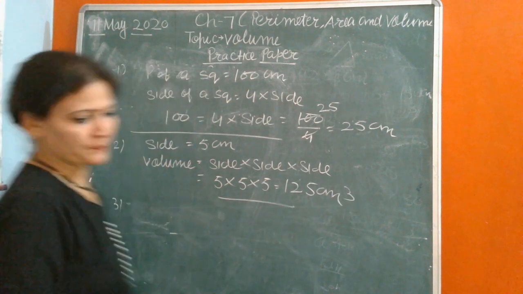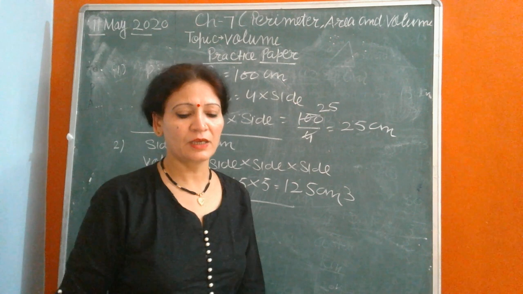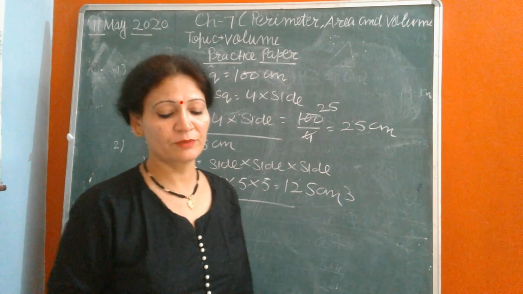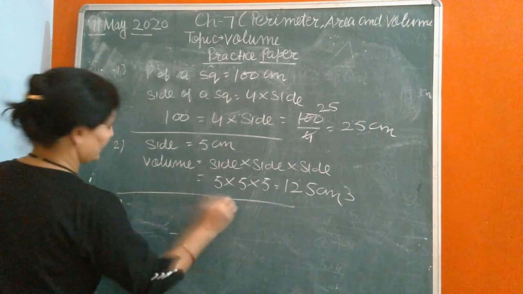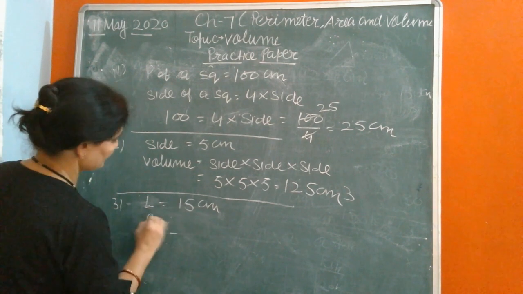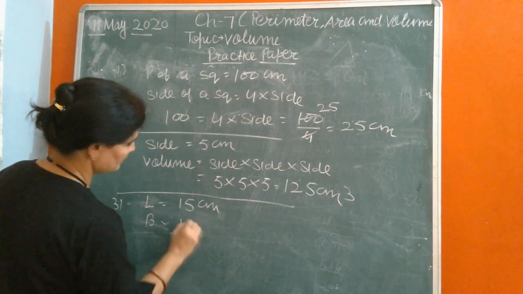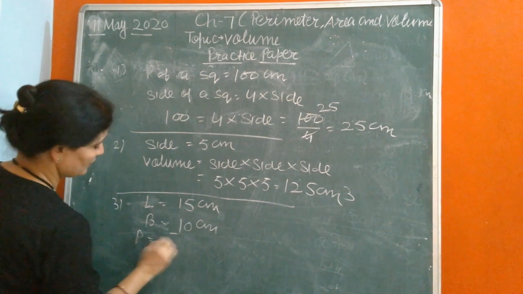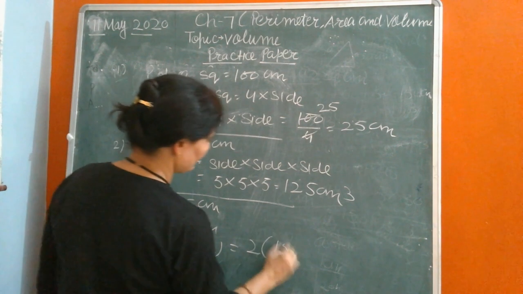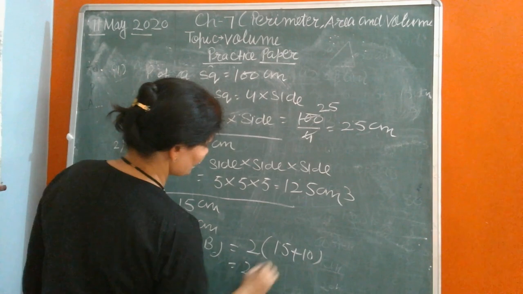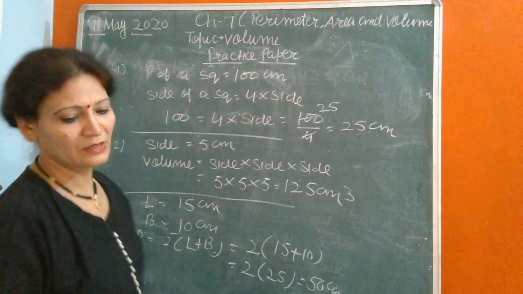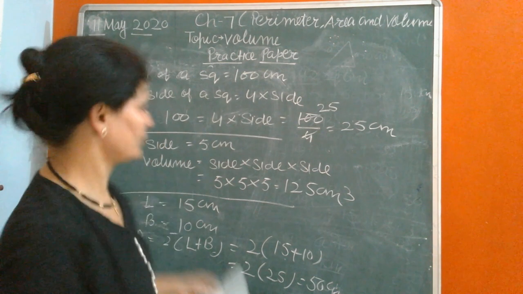Question 3 is the perimeter of a rectangle of dimensions 15 centimeter and 10 centimeter. What will be the perimeter? Length is equal to 15 centimeter and breadth is equal to 10 centimeter. Perimeter equals 2 into (length plus breadth). 2 into (15 plus 10), so 2 into 25, 50 centimeter is the answer. Now next is question 4.